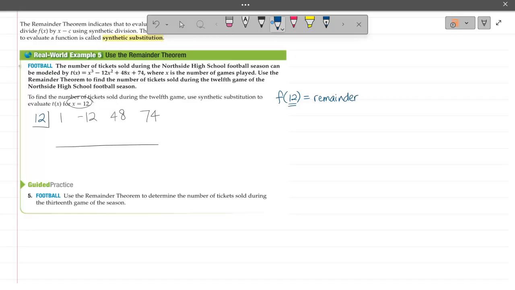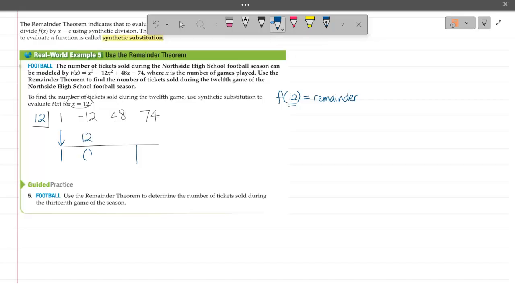So I could figure out f of 12 a number of ways. I could do 12 cubed minus 12 times 12 squared plus 48 times 12 plus 74. I don't want to have to do 12 cubed in my head. I don't have a calculator handy. This is a much faster way to do that same way of evaluating a function using synthetic substitution, which is very much similar to synthetic division.